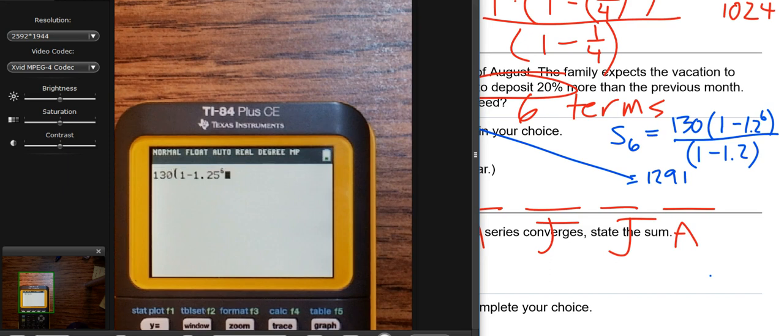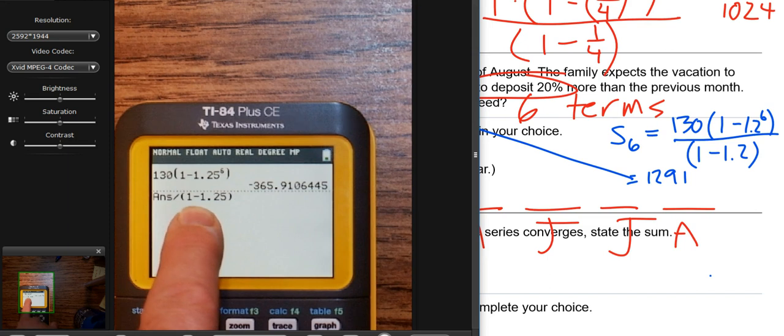So did you do it like that for the numerator? Okay, so do we agree on that part? Did you get the same number, the negative 365.9? Okay, so now I hit the division key, parenthesis, 1 minus 1.25. If you don't use those parentheses, then we're in trouble.